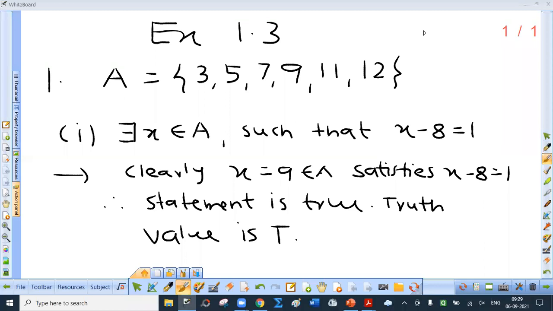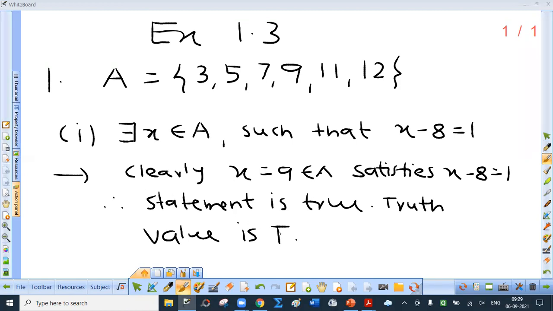Exercise 1.3. First question: if set A contains 3, 5, 7, 9, 11, 12, determine the truth value of each of the following. Number 1, there exists at least one x belonging to A such that x minus 8 is 1. Actually, x minus 8 equal to 1 means x equal to 9. Does 9 belong to A? Yes, it does.